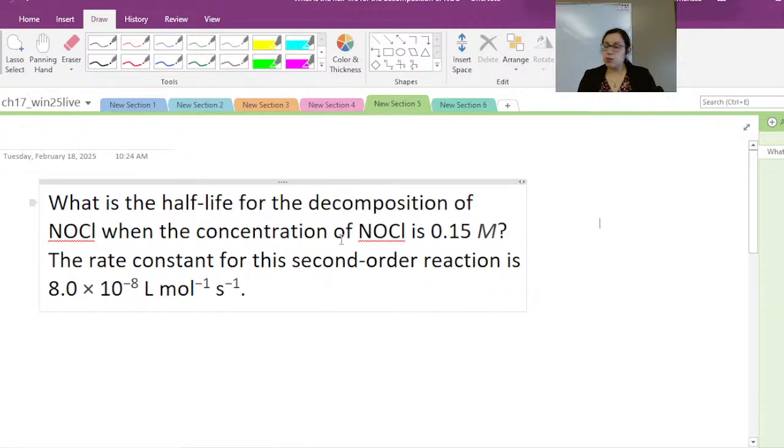All right, so just start off with this one then. What's our half-life for the decomposition of NOCl when the concentration of NOCl is 0.15 molarity, and the rate constant for the second order reaction is 8.0 times 10 to the negative 8 liters per mole per second?